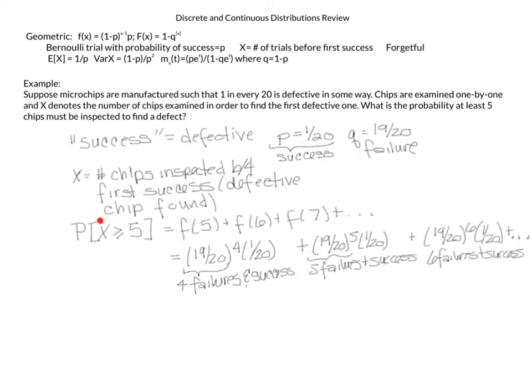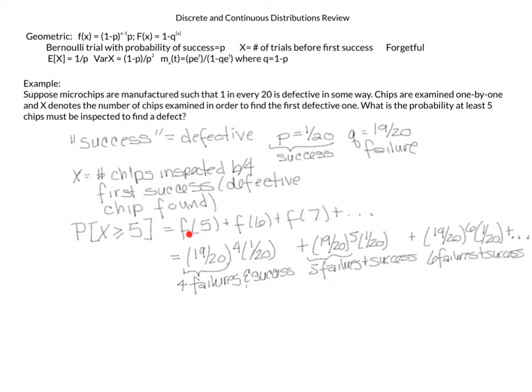I've written this out. Probability x is greater than or equal to 5 is the probability that x is equal to 5, 6, 7, and we go on to infinity. So obviously we're not really going to be calculating this. I guess we could do some sort of infinite sum, but we're not going to do that. But I do want to show you what these probabilities look like.